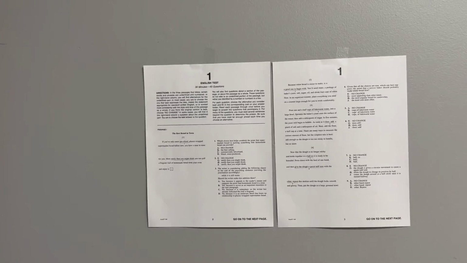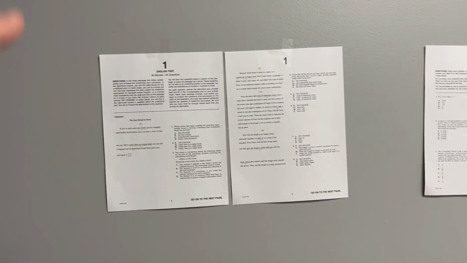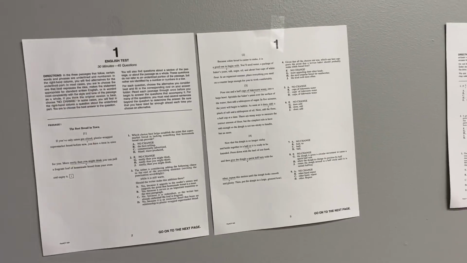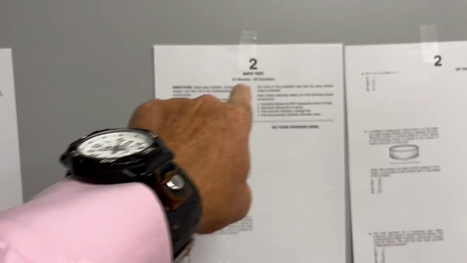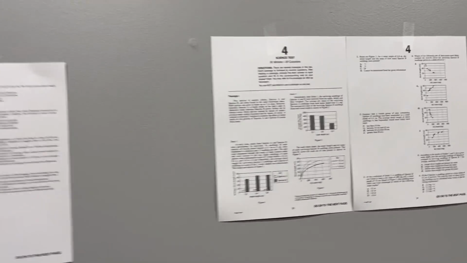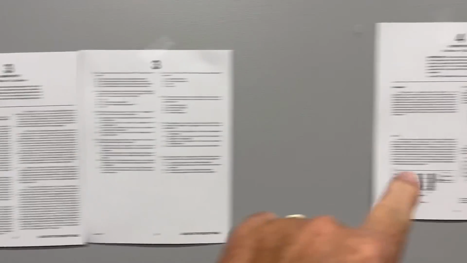So let me do this. It's just like the regular ACT. If you see the number 1, you know you're dealing with English. If you see the number 2, you know you're dealing with math. And then 3 and 4, reading and science. Let's talk about that for just a split second. Let's take a quicker look at this.